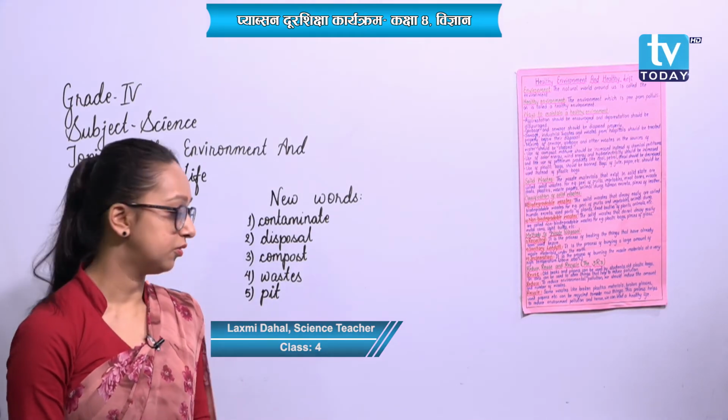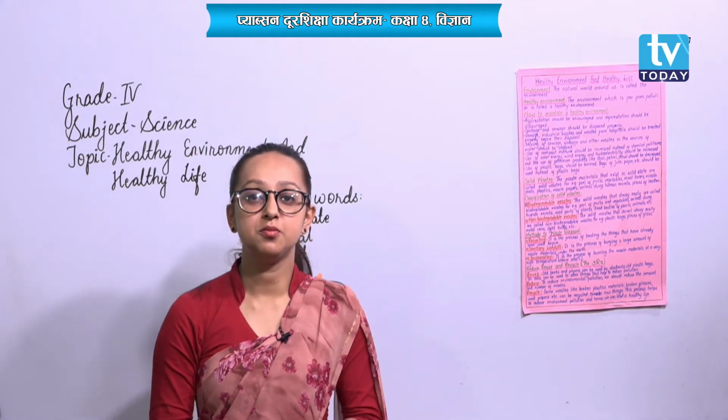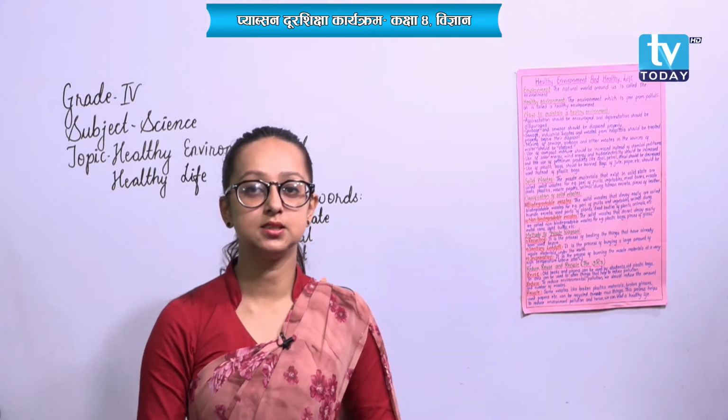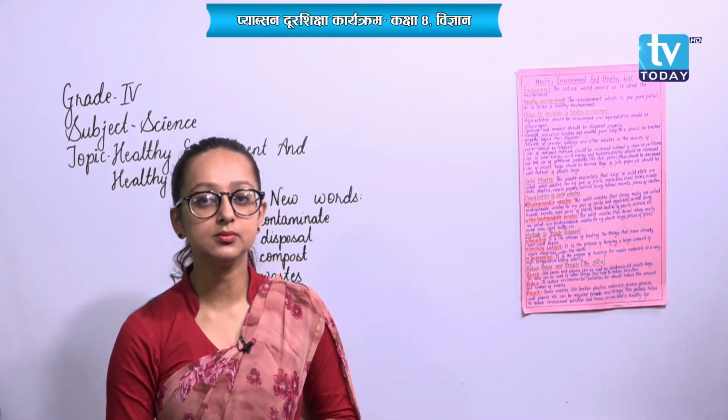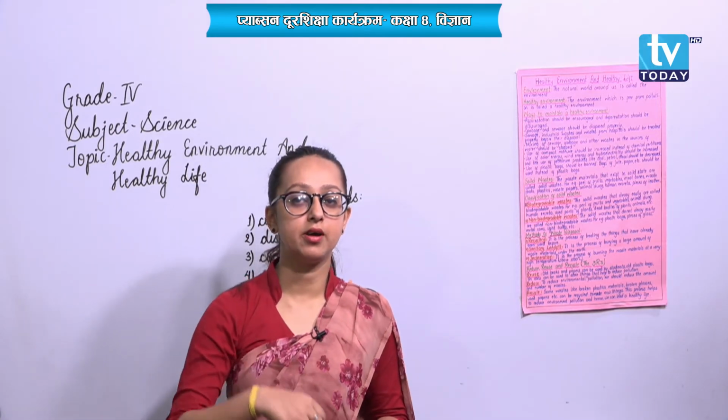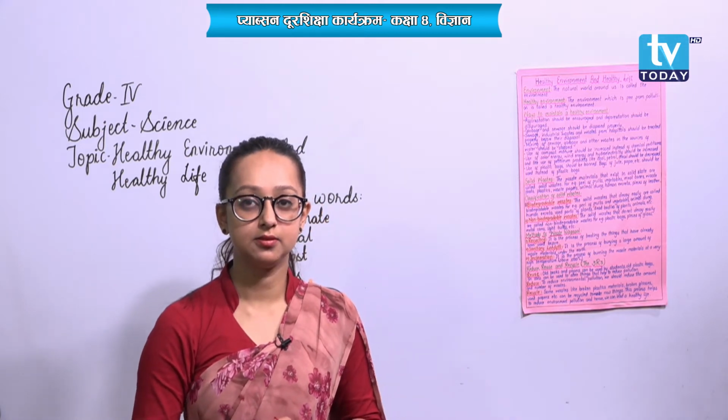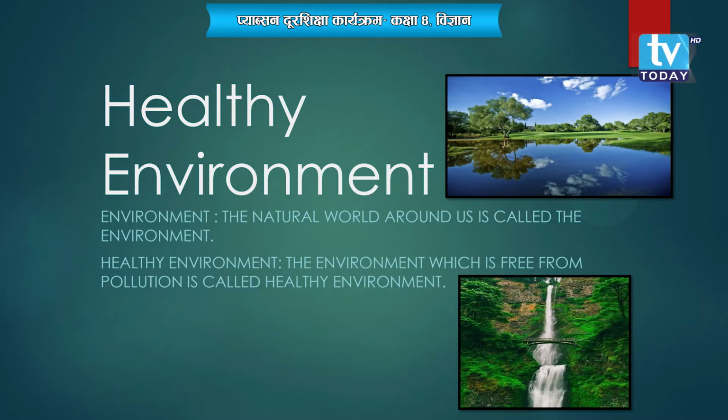Now, the word environment is not a new word to you, isn't it? What is environment? Environment is the surrounding around us where we live. The natural world around us is called the environment. So, the surrounding where we live is the environment itself. Many plants and animals live in the environment.